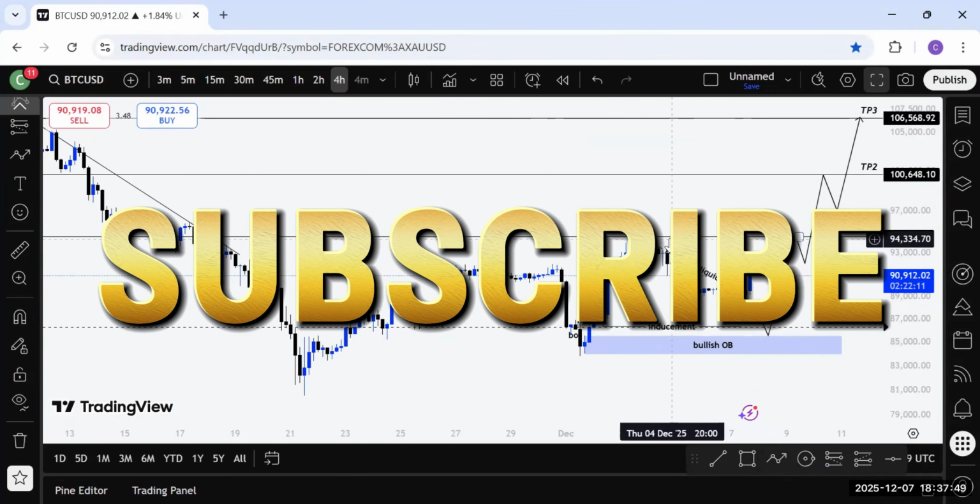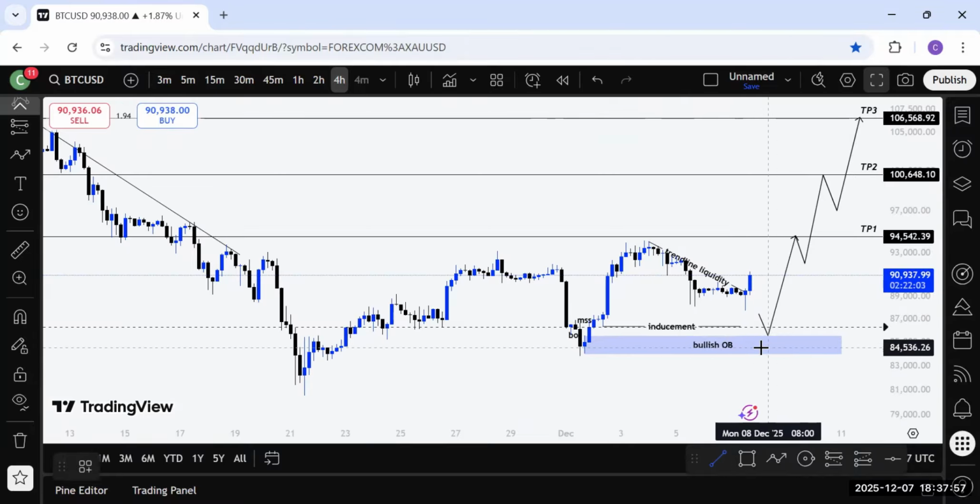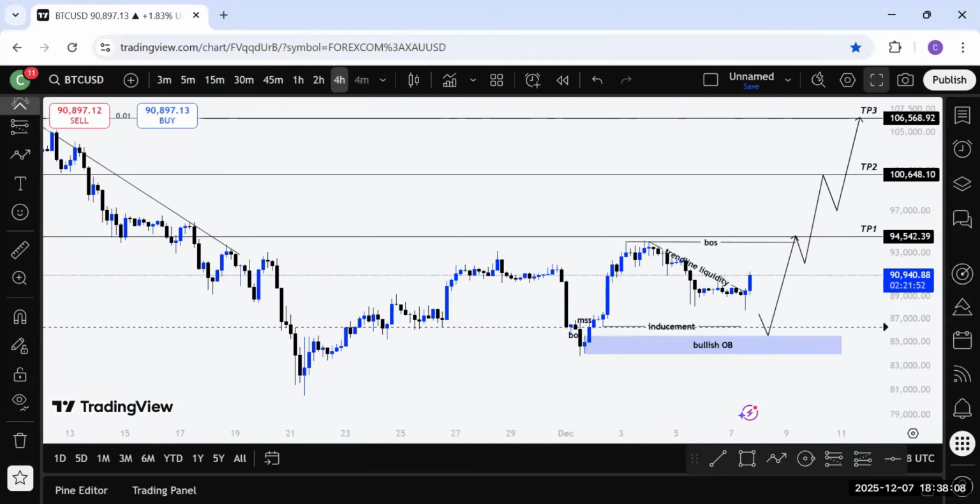But this is my first target on BTC. And then if market breaks this high, I can look for more buy entries, but I will just patiently wait for market to come back to this other block. If it does not come back and it breaks above this high, I'll get a break of structure. And if I get a break of structure over here, that indicates I should look for more buys to the upside.